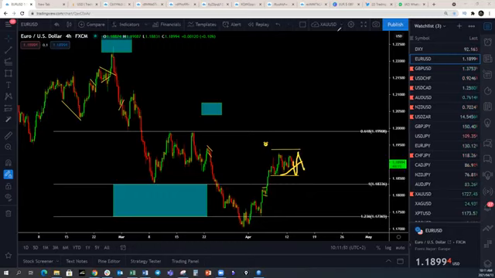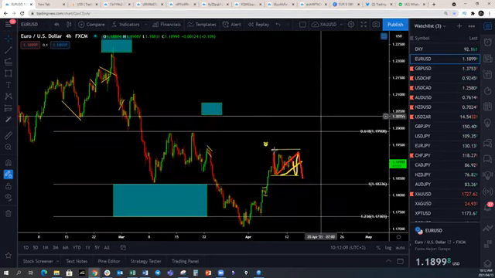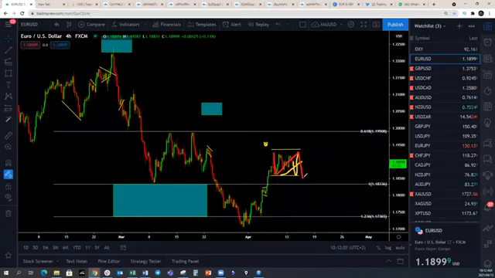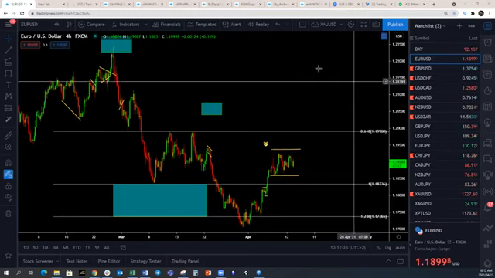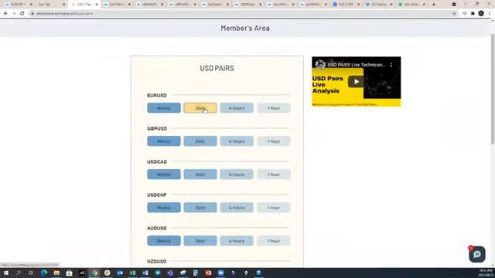Let's show this with different colors. This will be a complex correction, but we are still within the corrective structure. Okay, we're still within the corrective structure here, and we'll be looking for this to complete as follows. Okay, so that's our trade there. That is what we're looking at. A break above that will be a trigger for a trade to the upside for that wave 5. Okay, so if we just show you the daily on Euro US dollar as well.